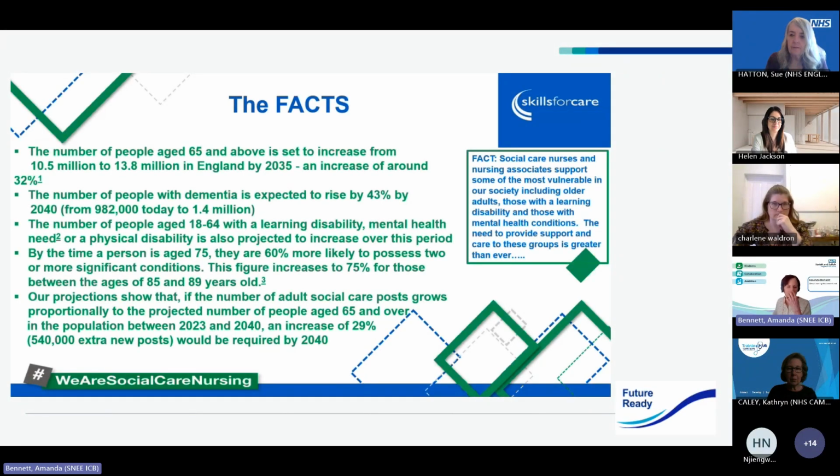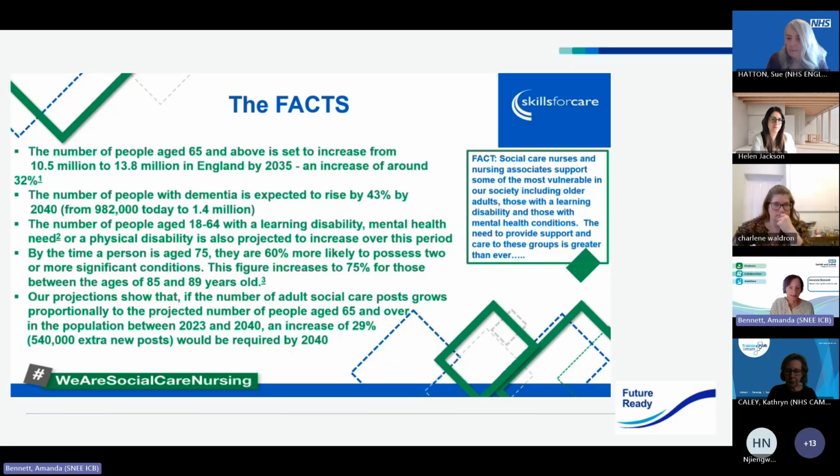Okay, and we're going to hear more from Helen, I'm delighted to say, later on. Just before we hear more from Charlene as well and some other social care nurses, I just wanted to show you this slide about the facts. Now, this is facts around the population. So why do we need social care nursing? We talked around some of the organisations before, but when we look at our population, we can see that we're going to need people, we're going to need fantastic nurses like yourselves to come and work in social care.